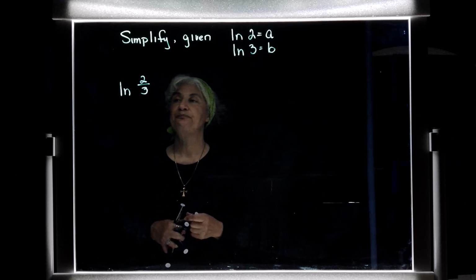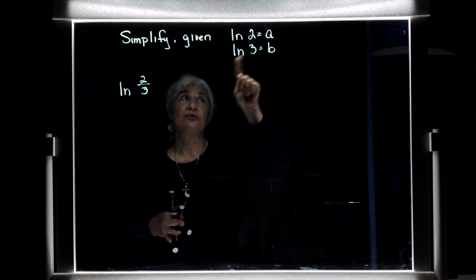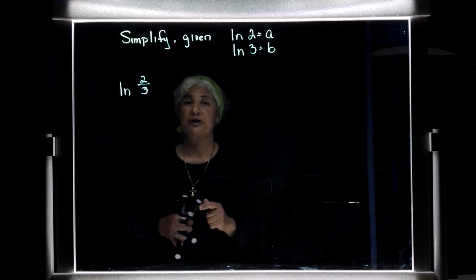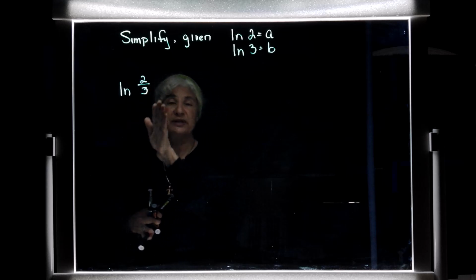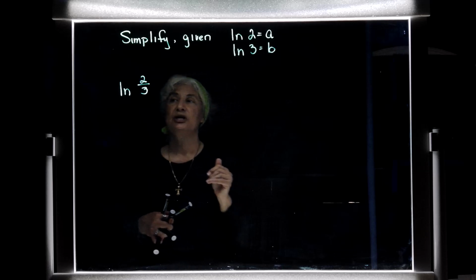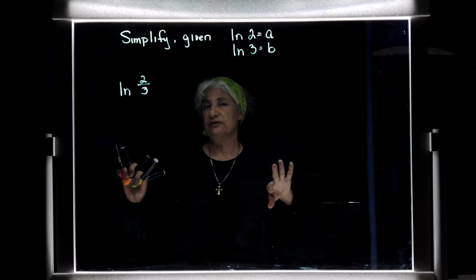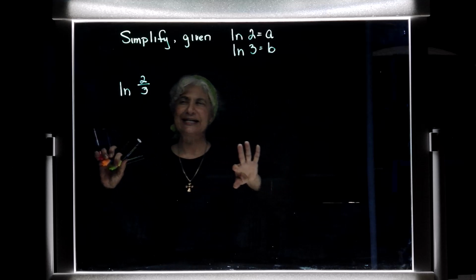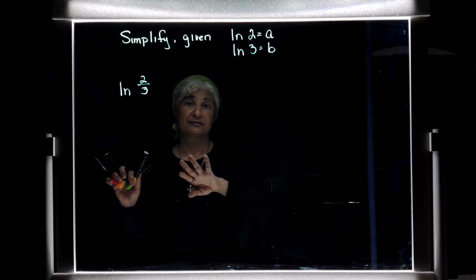Now, the key here is they said the natural log of 2 and the natural log of 3. I don't have the natural log of 2 or the natural log of 3. I have the natural log of 2/3. So that doesn't help me. I need them separated from each other. So how can I separate the 2 from the 3 with a log in front?